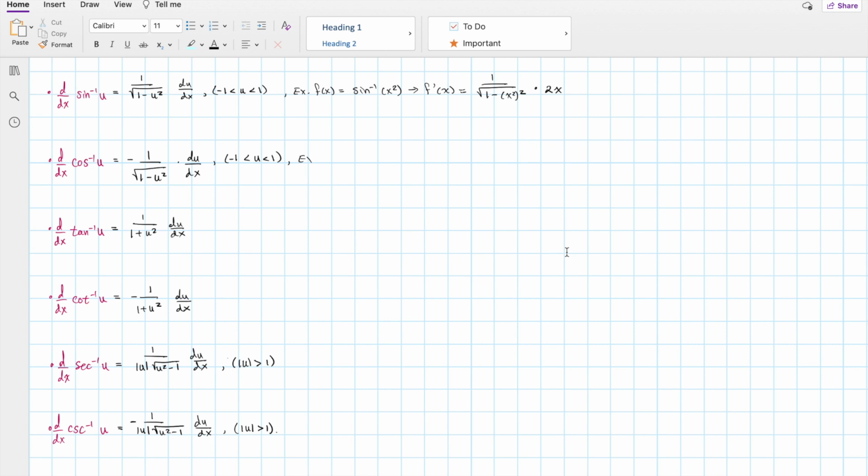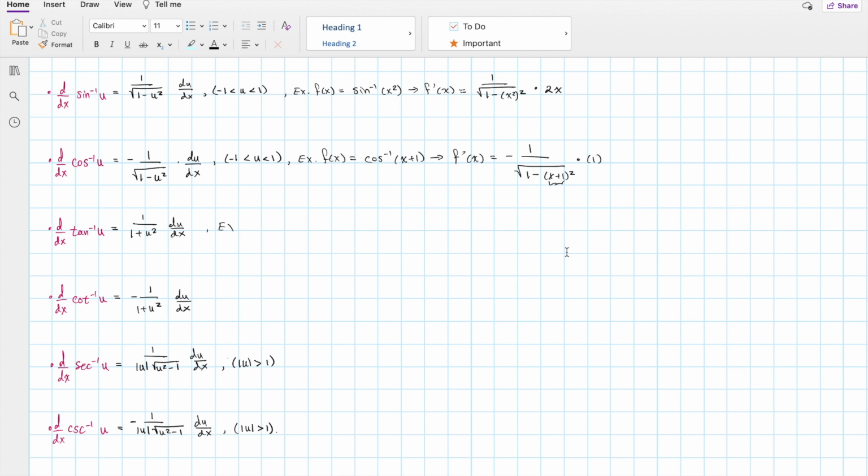The next one, let's take an example of f of x is equal to arc cosine of, say, x plus 1. The derivative of that is going to be negative 1 over the square root of 1 minus x plus 1 squared. Multiply that by the derivative of what we plugged inside the arc cosine function, which is just going to be 1, right? The derivative of x plus 1 is just 1.